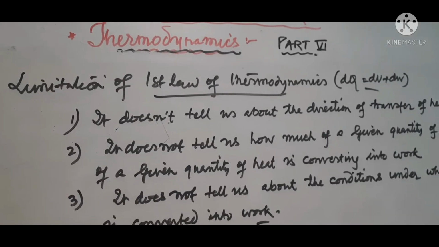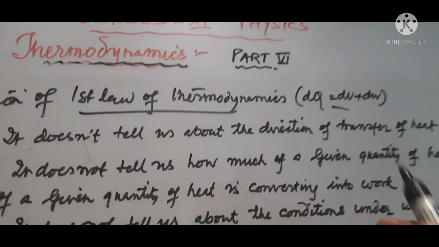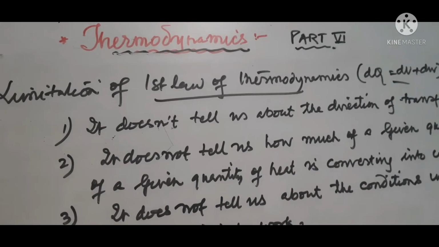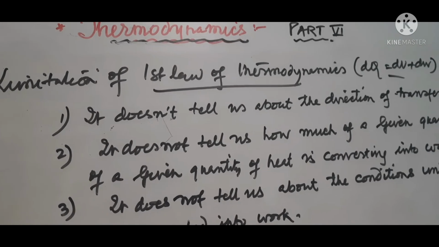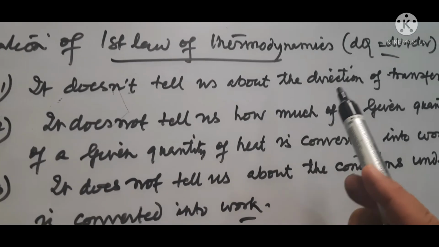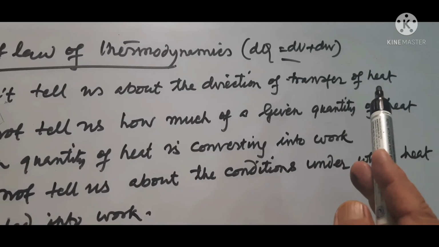Limitations of the first law of thermodynamics, that is dQ is equal to dU plus dW, that is the first law. What are the limitations? Number one, it does not tell us about the direction of transfer of heat.